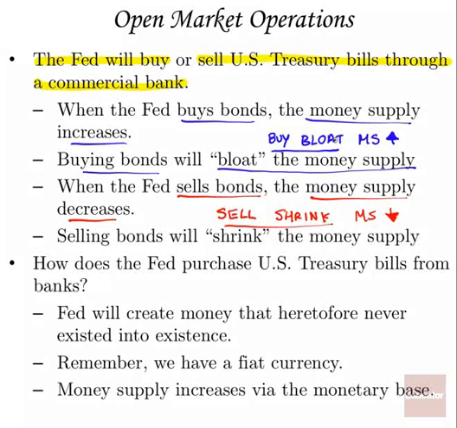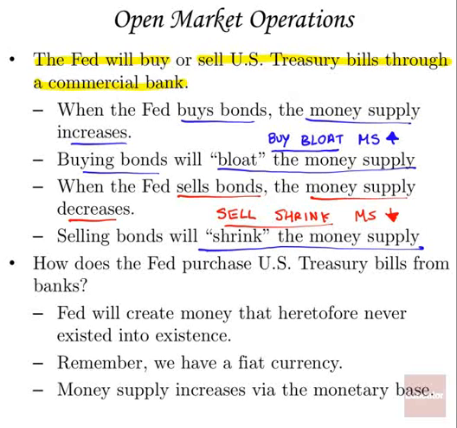So if there's a recession going on and the Fed wants to stimulate more economic activity, then the Fed is going to buy bonds to bloat the money supply. If there's too much money floating around and the Fed wants to stop economic activity and halt inflation, then they're going to sell bonds to try to shrink the money supply. And so that's kind of the mnemonic behind that. So again, selling bonds will shrink the money supply.